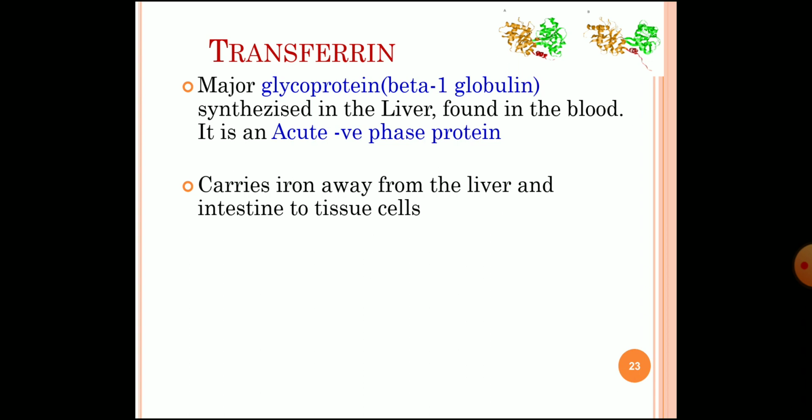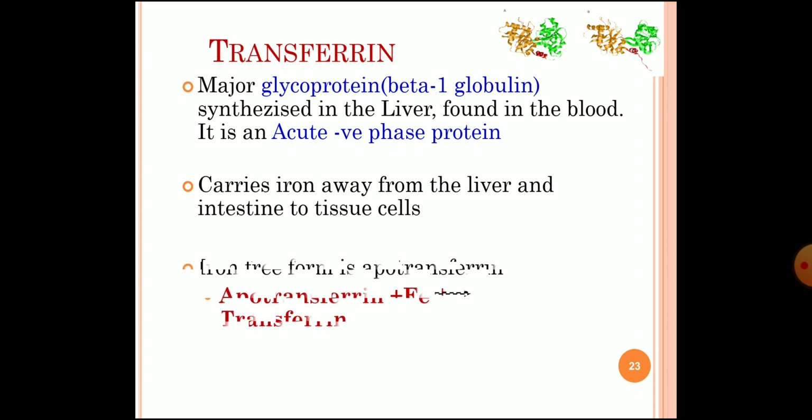So what is transferrin actually? It is a major glycoprotein, a beta 1 globulin, synthesized in the liver and found in the blood, and it is a negative acute phase protein that you need not study. Anyways, remember that it is a plasma protein synthesized by the liver, and it is a beta 1 globulin in the plasma. It carries iron away from the liver and the intestine to the various tissues. So its duty is to transfer iron from the liver and intestine to various tissues.